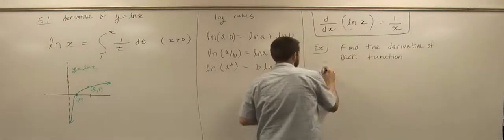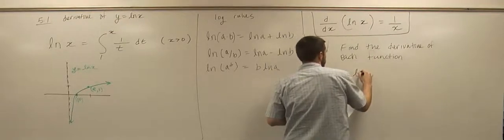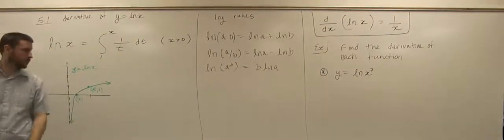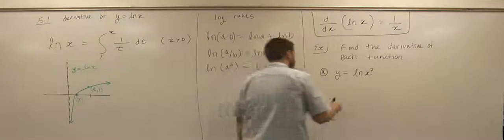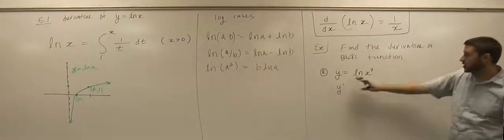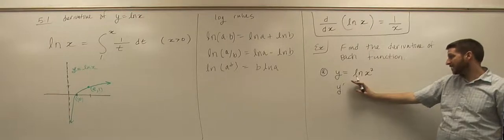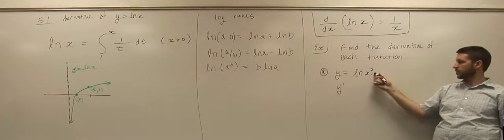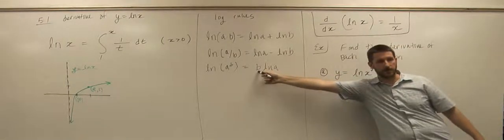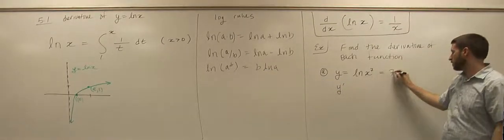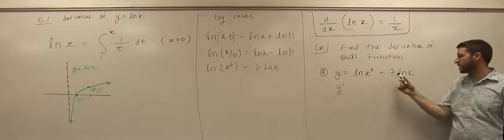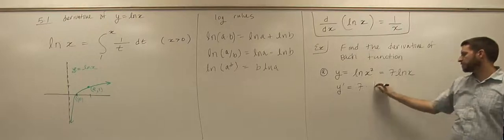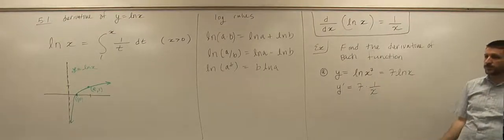Let's find the derivative of y equals natural log of x to the 7th. There are two ways to do this. Maybe the fastest way is just going to be to use your log rule. What does your log rule say you can do with this 7? Bring it in front. Exponents can come in front. So this is 7 times ln x. For the derivative, you have a constant multiple times the derivative of ln x. So it's just 7 over x.